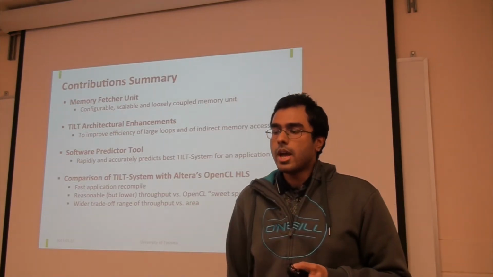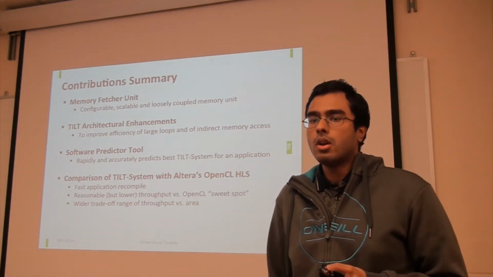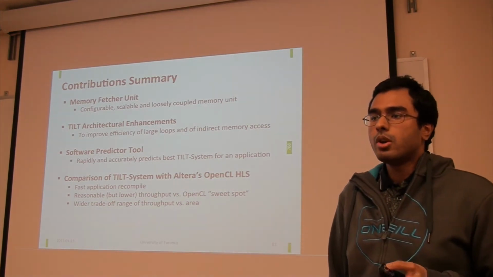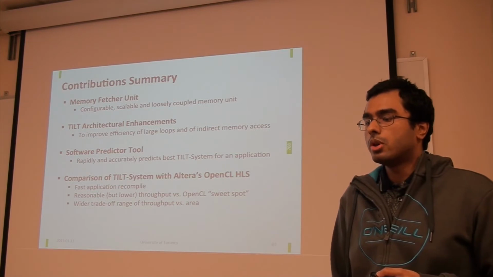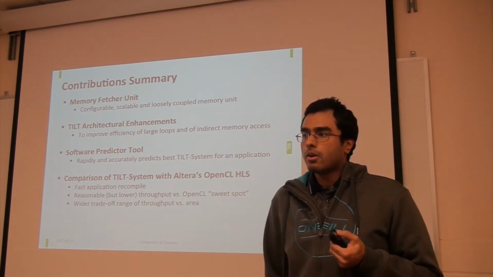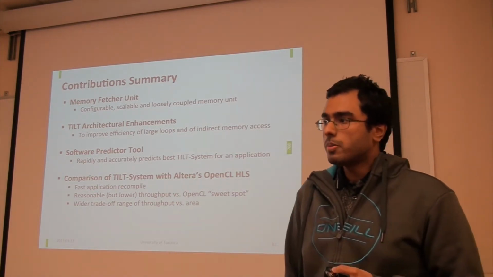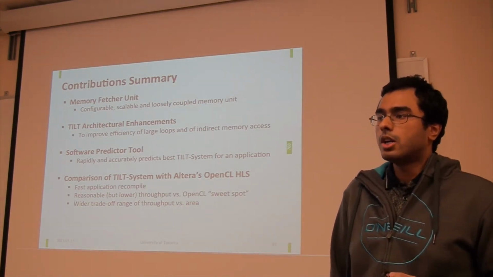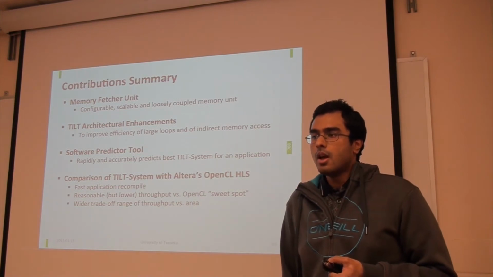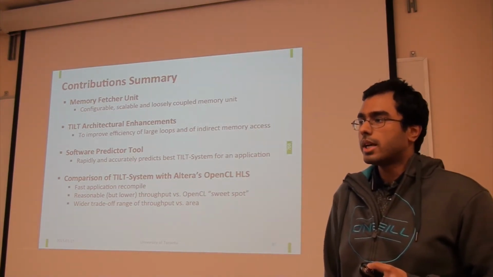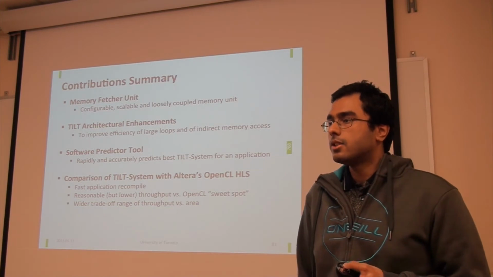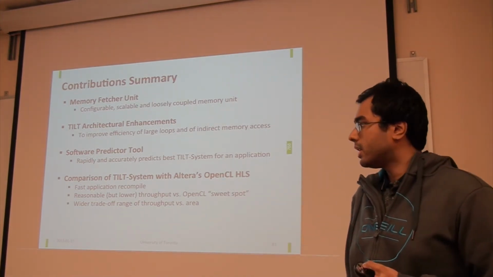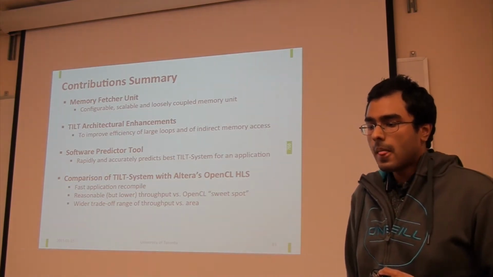So to summarize, we have designed a configurable and scalable memory fetcher unit that is capable of moving data between off-chip memory and the multiple tilt compute cores, and is a loosely coupled coprocessor to tilt. We also propose several architecture enhancements to tilt to improve the efficiency of large loops and of indirect memory access. Further, we propose a software predictor tool that can rapidly select the densest tilt and fetcher configuration without requiring manual designer effort, thus improving designer productivity.